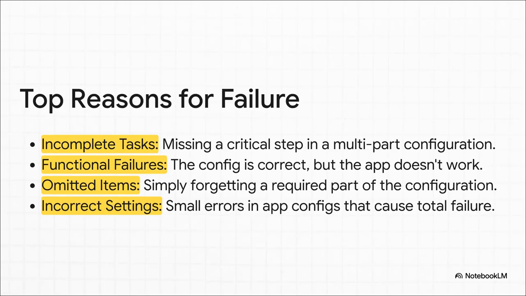So why do these failures happen? It's because the automated grading system is, for lack of a better word, brutal. It does not care if your YAML is beautiful. It cares about one thing. Does the solution work? Is the application reachable? Is the policy enforced? A task that's 90% complete but has one tiny critical misstep scores 0. A small typo in an app config can lead to a total failure for that question.